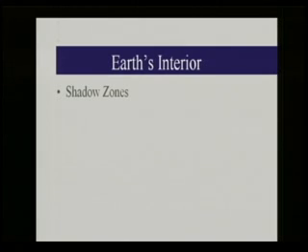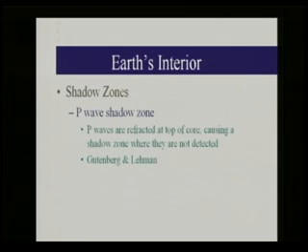Let's investigate further with shadow zones. We have what are known as P-wave shadow zones and S-wave shadow zones. Remember, P-wave stands for primary waves. This is a push-pull compressional wave, which is always the first to arrive at a seismic station. At the top of the core of the Earth, P-waves are refracted, and this results in a shadow zone where P-waves are not detected on the opposite side of the Earth. And then I'll show you a representation of that in just a minute.